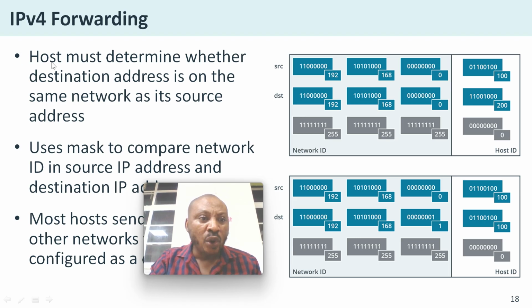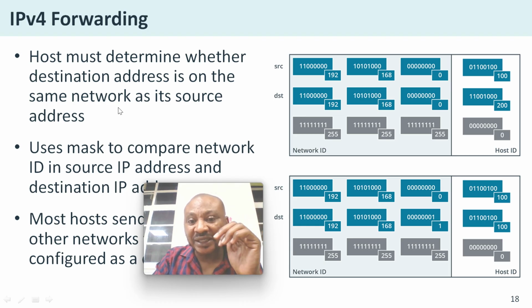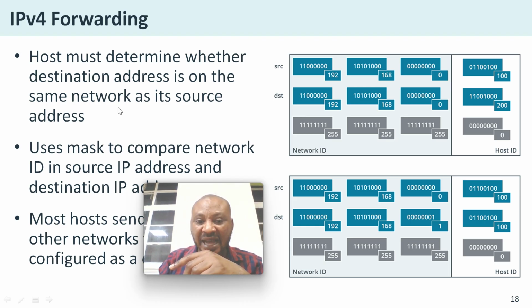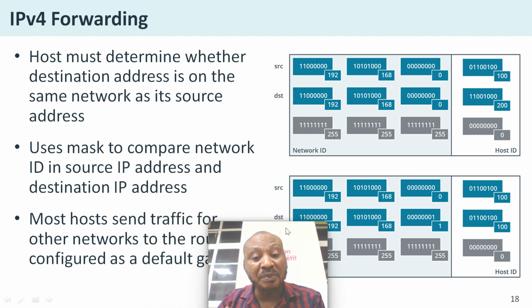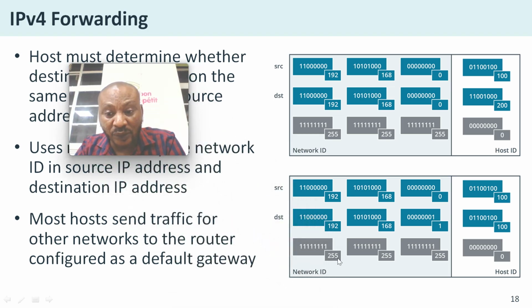That's what it's saying. You see, the host must determine whether the destination address is on the same network as its source address. So a host has to see that if a computer has a different address, the host must look at the network address. Okay, are we on the same network? If they are not the same network, that address will be forwarded out of the network through the router. That means that IP address is not in the network, so we'll forward it out. Now, see, use the mask to compare the network ID in the source IP address and destination IP address. What is the mask? The network mask. So the network mask now is this 255 we explained earlier. So that's what you're going to use.